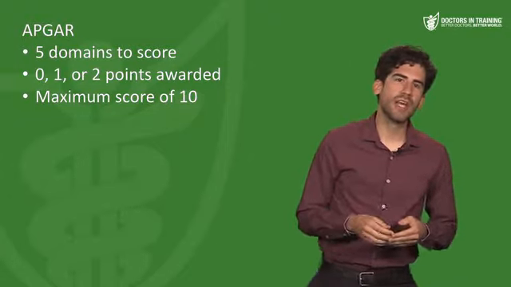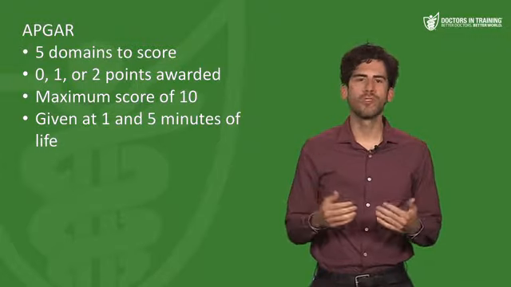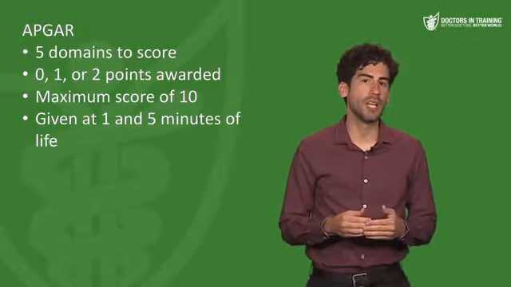The score is given at 1 and 5 minutes of life in nearly all newborns, with some also recording an additional score at 10 minutes if resuscitative measures are taken. The actual values for this score are pretty intuitive and easy to figure out once you understand what a normal newborn should look and act like, and can remember what APGAR actually stands for. The 5 domains of APGAR are appearance, pulse rate, grimace, activity, and respiration.